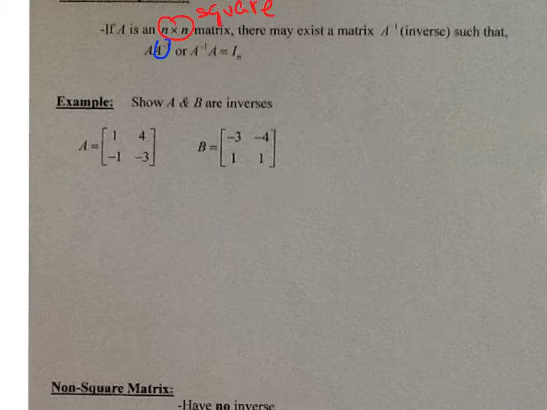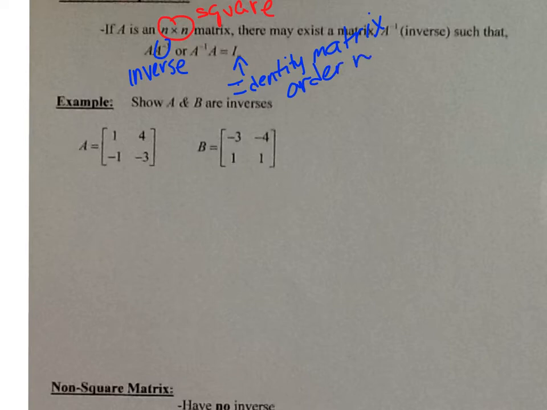So let's write down what this means: inverse. And remember this means identity. Identity matrix, or of order n, which is an n by n. Okay, so we're going to show that matrix A and matrix B are inverses.